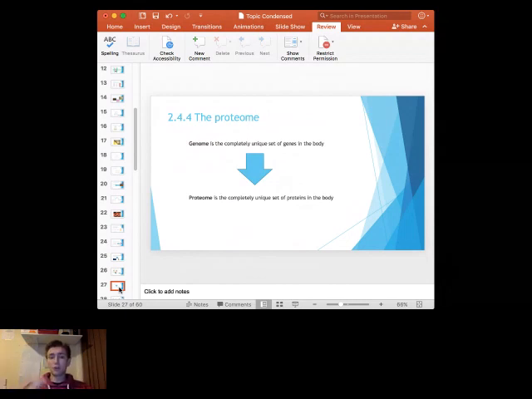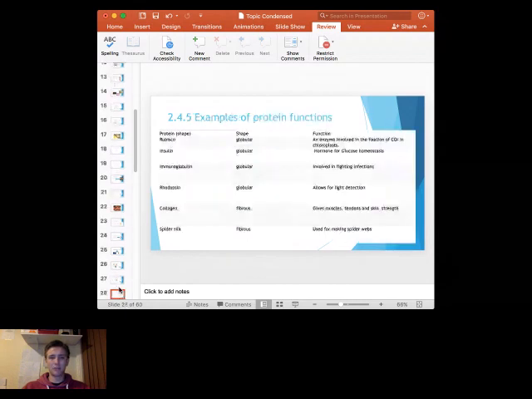And so the proteome is a unique set of proteins that is found inside every individual cell or body, and more specifically the body for an organism, okay? And you just have to understand the definition. There's not much more to it.